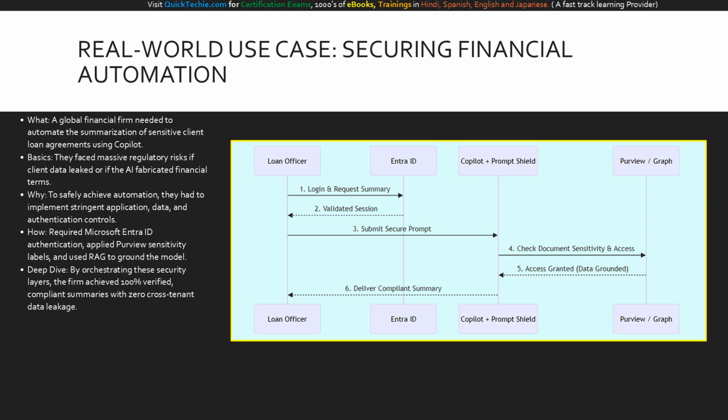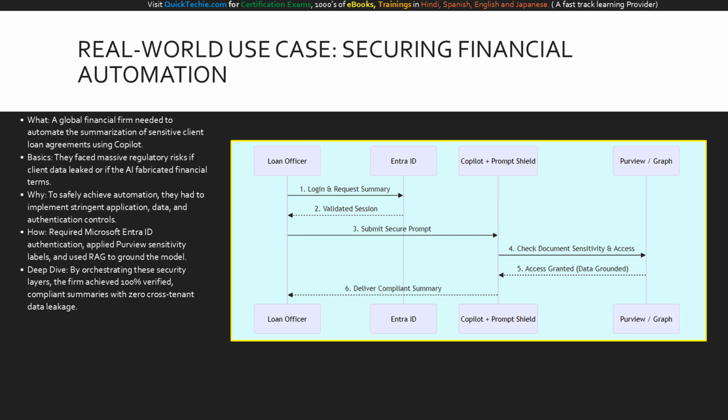How did they architect the solution? First, authentication. Loan officers must authenticate via Microsoft Entra ID to access the Copilot. Second, data security. All loan agreements are tagged with Microsoft Purview sensitivity labels, ensuring the data is encrypted and cannot be shared externally. Third, application security. They use RAG to strictly ground the model to the specific loan documents and apply a metaprompt instructing the AI to never invent figures. Deep dive result. By orchestrating these layers, the firm achieved 100% verified, compliant summaries, drastically increasing efficiency with zero risk of data leakage.